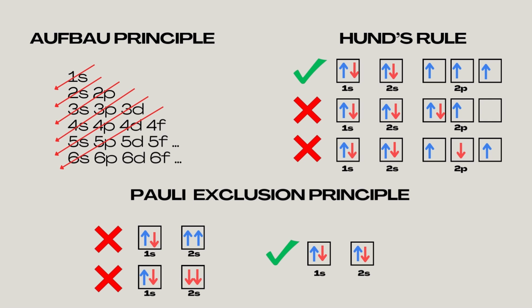Finally, Hund's rule says that electrons will occupy degenerate orbitals with the same energy, singly before pairing up. This is shown on the right, with each electron getting its own box or section within the orbital until it has to share.